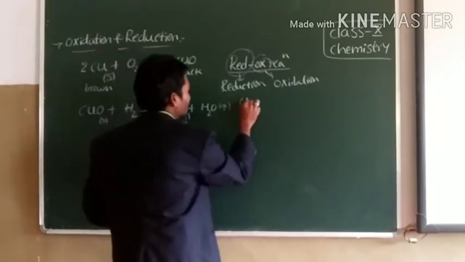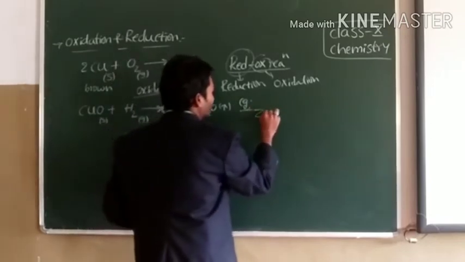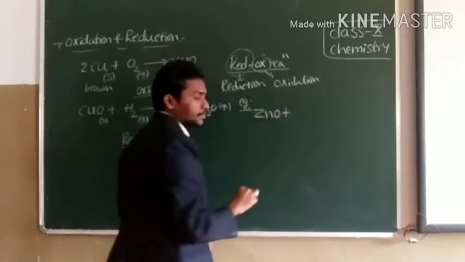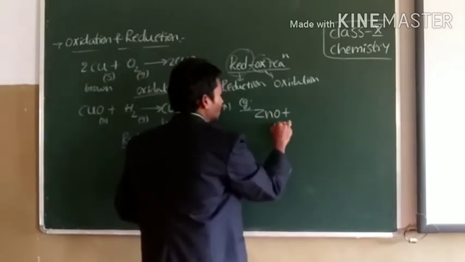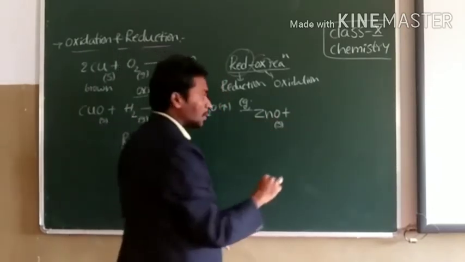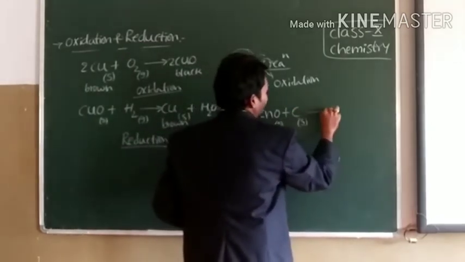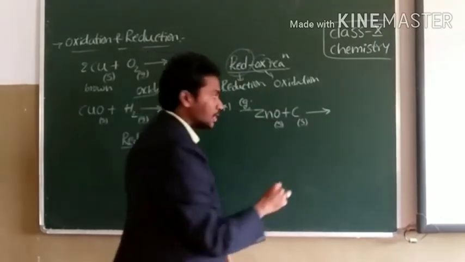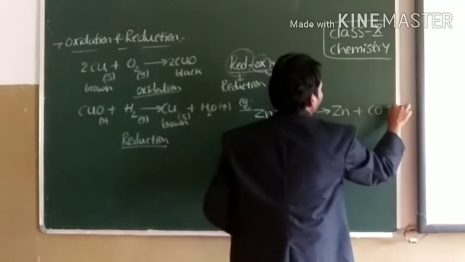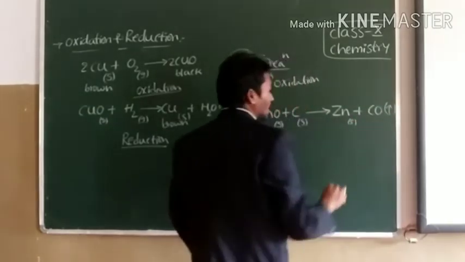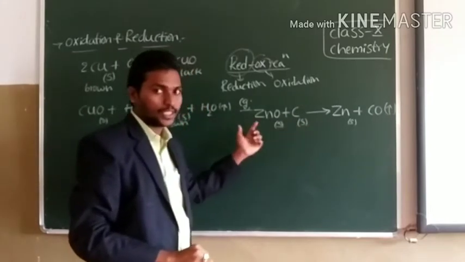For example, of redox reactions, the reaction between zinc oxide, the formula of zinc oxide is ZnO, it's a solid. When zinc oxide reacts with carbon, a solid, it forms zinc metal and CO, carbon monoxide gas. Zinc metal and carbon monoxide. Let us verify this equation.